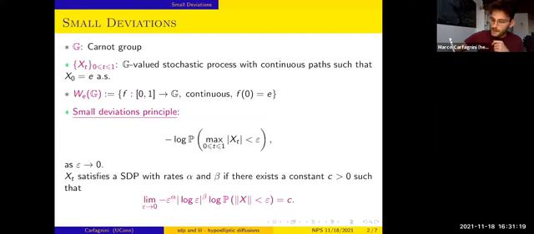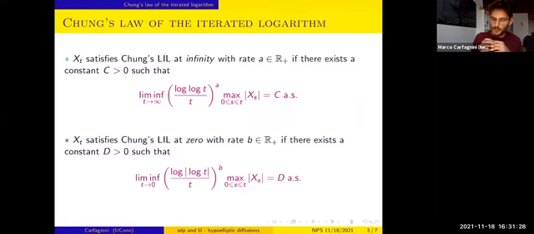So that's the first part of the title. The second part of the title is Chung's law. So what's Chung's law? It was first proven in 1948 by Chung for a standard Brownian motion. It basically looks at the following case. You start with a process, again think of it as either Rn or a Carnot group, and then you consider this new process here.